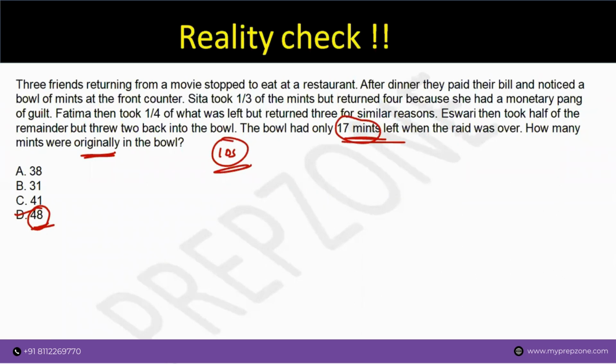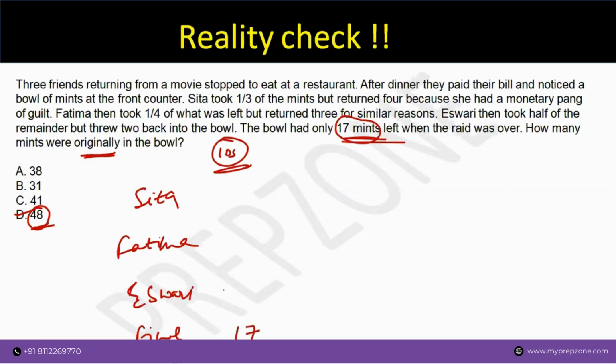If I start from the very beginning, I can do it, but it's going to take a lot of time because there are 4 to 5 iterations and I'll be confused between variables. So rather than solving it in a conventional method, I'll do the other way around. Finally there were 17 mints. Let me number this: we started from Sita, then Fatima, then Eswari, and then final. So I know final is 17.